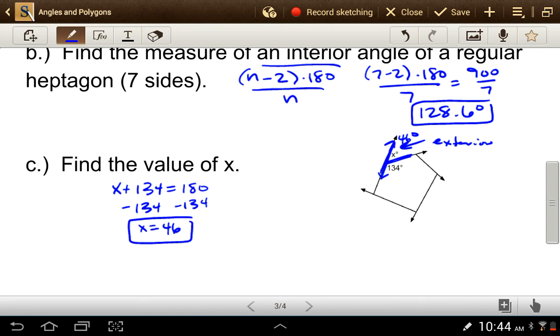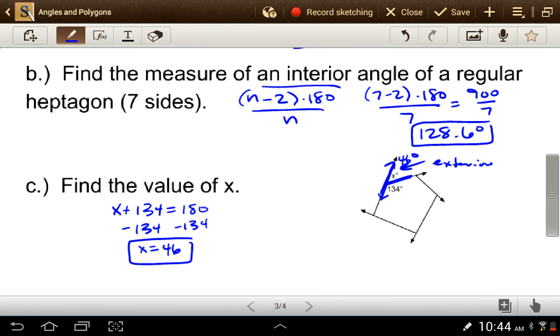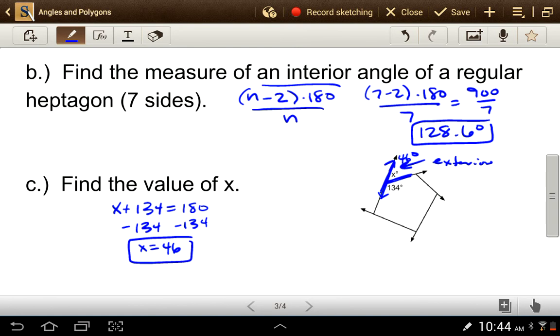Okay, so that's how you can find the measures of any polygon's interior angles, a regular polygon's angles, or using exterior angles. Okay, that's it.